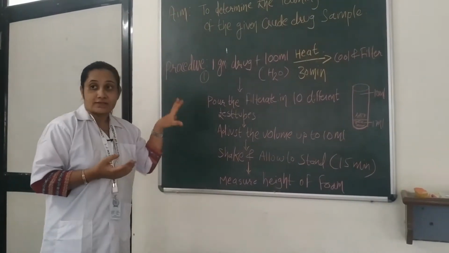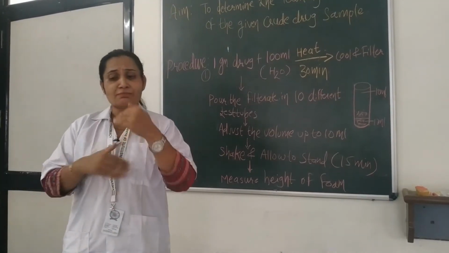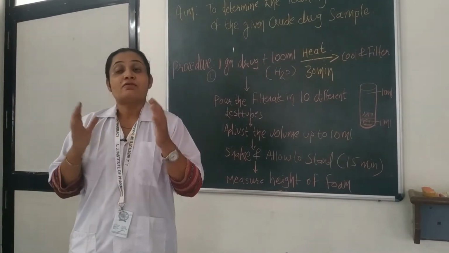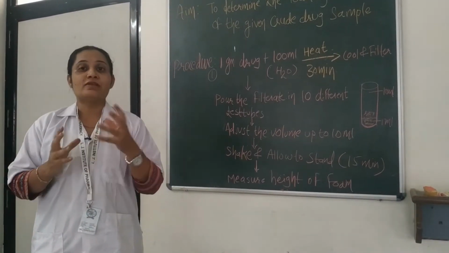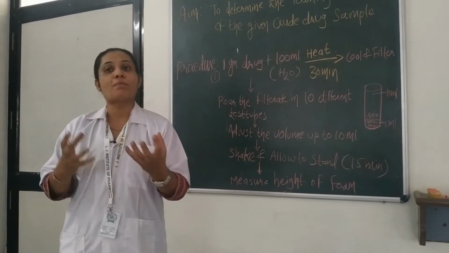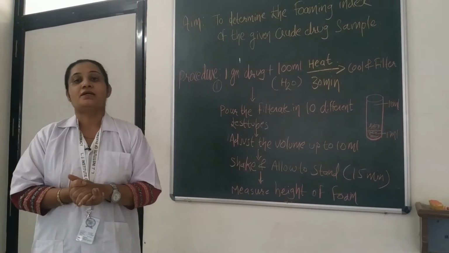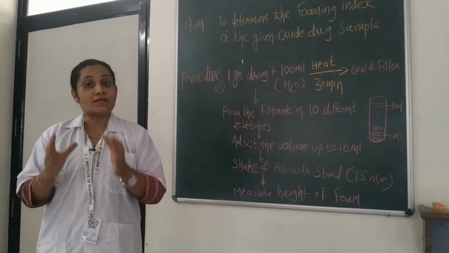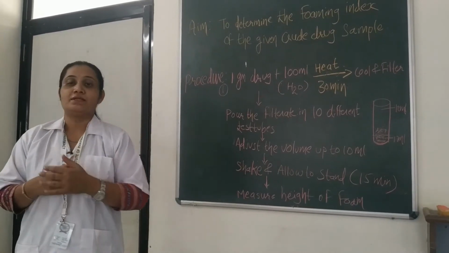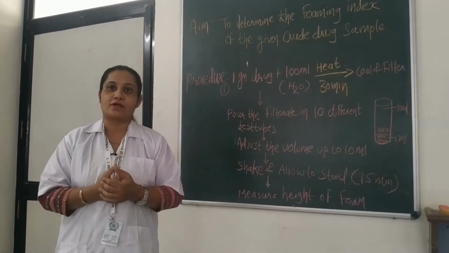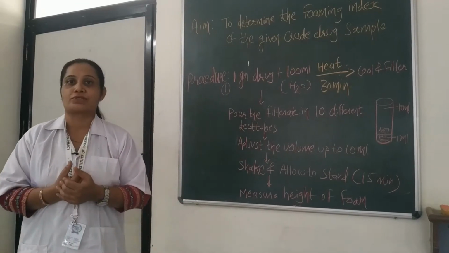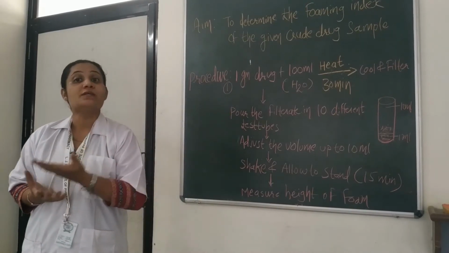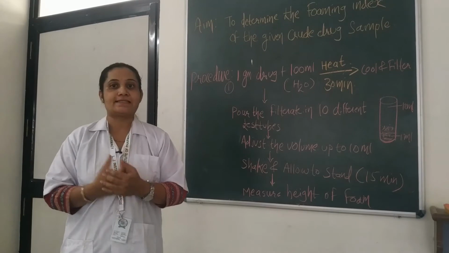Now, before going through the procedure, let us know what we will do in this practical. First of all, we will determine the foaming index of the given drug sample. The given drug sample must contain saponin, because saponin has detergent properties. Saponins are high molecular weight phytoconstituents having detergent properties, and due to their frothing property they are identified as saponins.